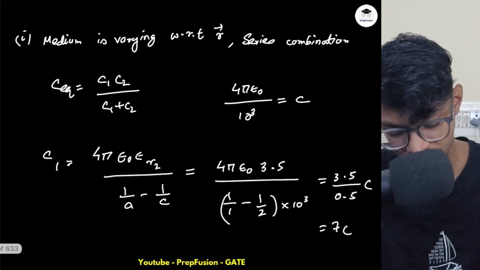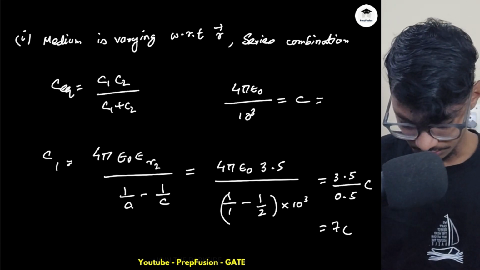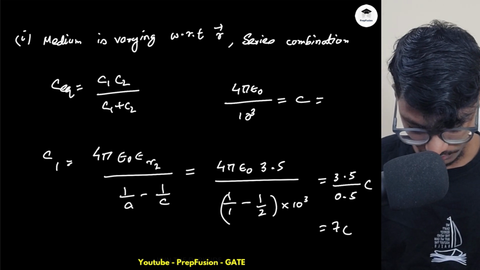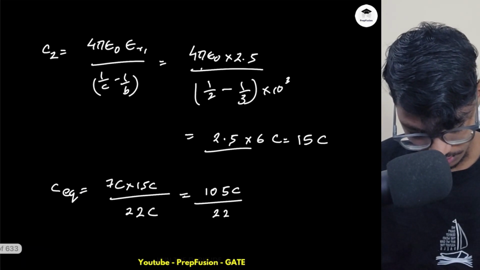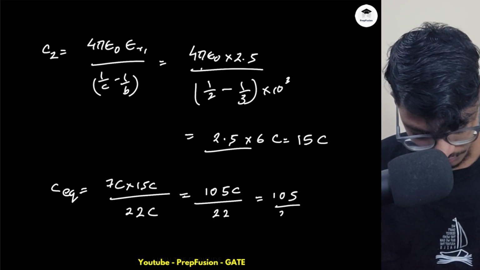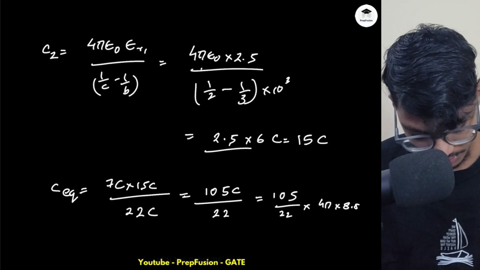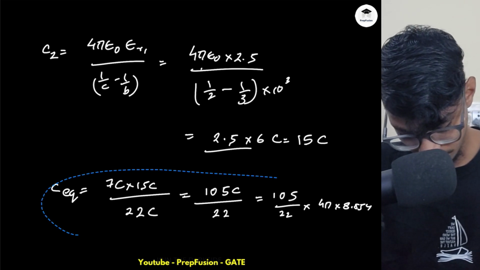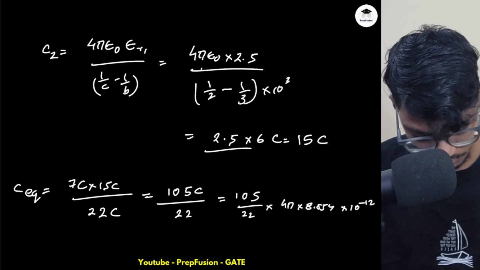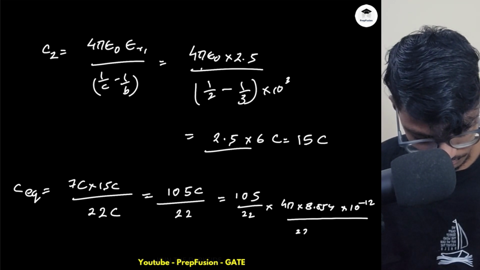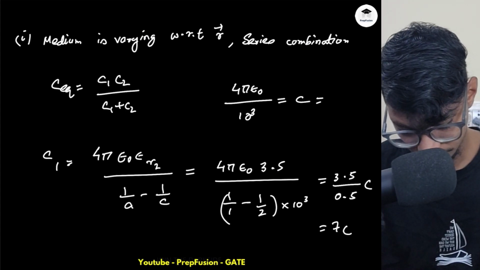Now what is the value of C actually? If I just compute this value real quick, I can write this here itself. This will be equal to 105 divided by 22 into 4 pi into 8.854 into C.